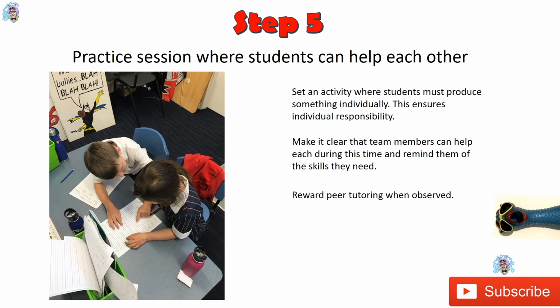Step number 5, provide practice sessions where students can help each other. So you set up activities where students must produce something individually. This ensures individual responsibility, and that's very important because you don't want students that don't participate or don't contribute in some way. And then you make it clear to the team members that they can help each other during this time and remind them of the skills they need to do that, and how they should talk to each other when they're peer teaching. And also, if you see something like peer teaching, remember to reward it and make a bit of a deal about it.